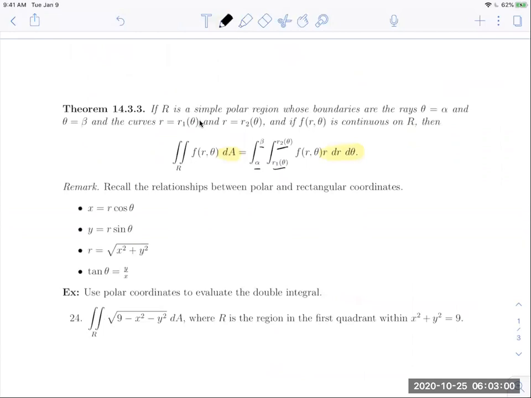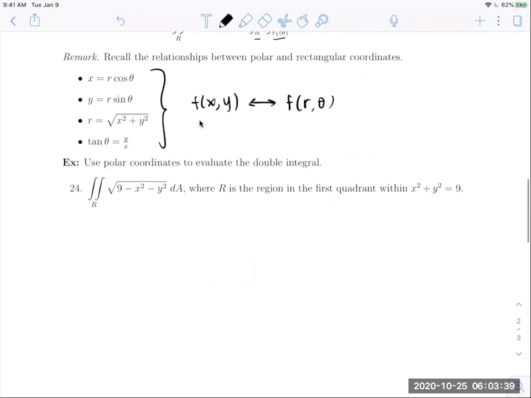And I want to remind you of the relationships between polar and rectangular coordinates. We have x is r cosine theta, y is r sine theta, and then the Pythagorean theorem tells us that r is the square root of x squared plus y squared. And finally, theta is related to x and y by the formula tangent theta is y over x. We will use these four when we're transforming a function f of x, y into a function f of r theta. So just keep those in the back of your mind while we're working out these problems.